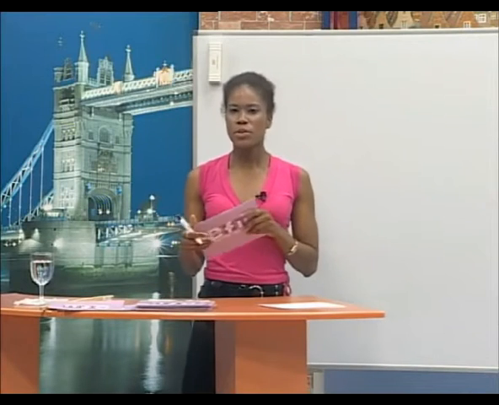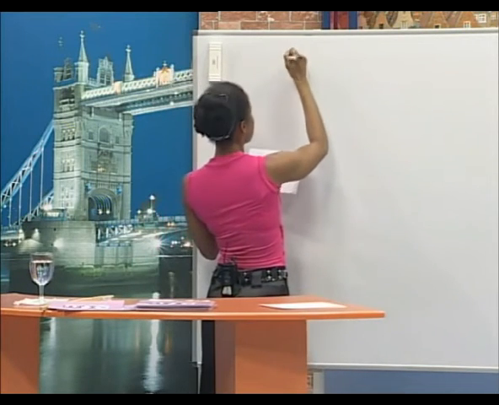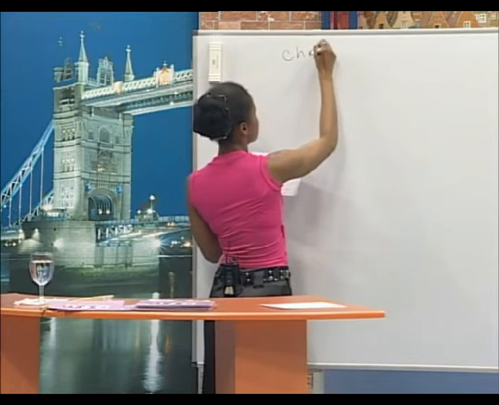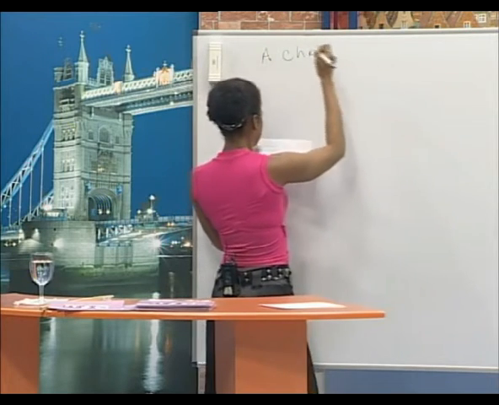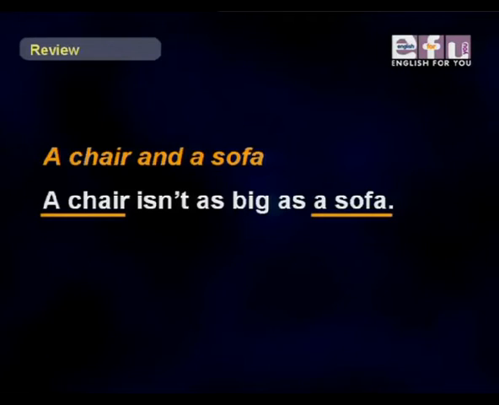So now let's do an exercise. Using the words, complete the sentences using as or not as. You can make positive or negative sentences. Okay, Sylvia, you do the first one. A chair and a sofa. A chair isn't as big as a sofa.